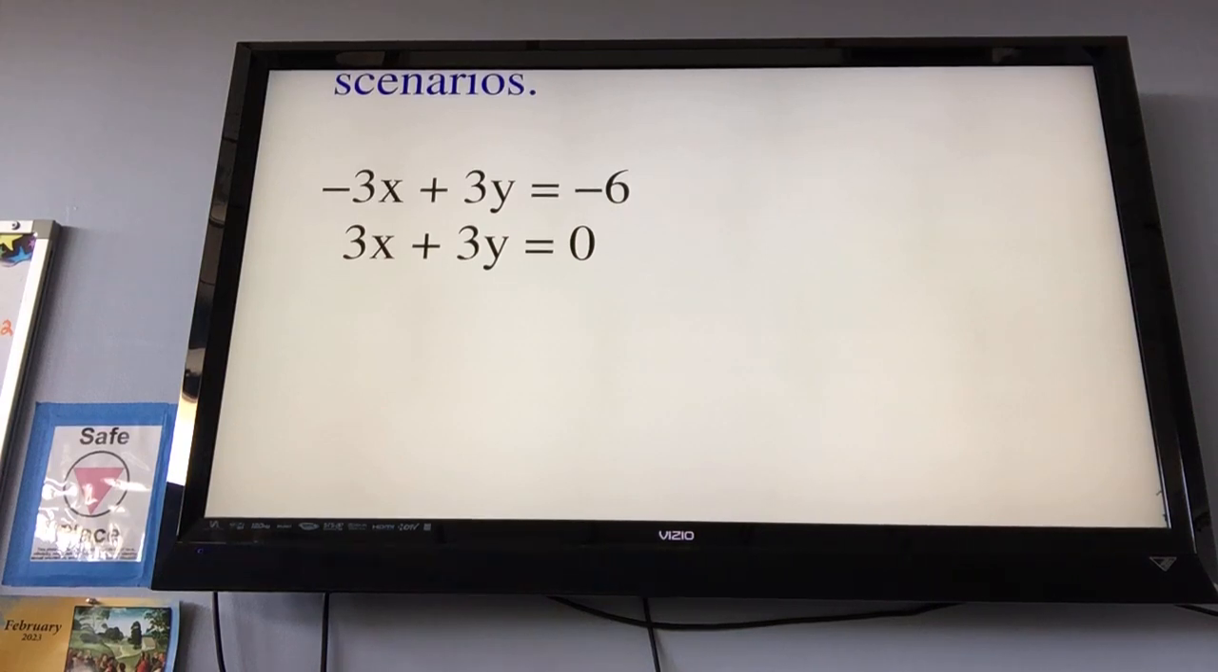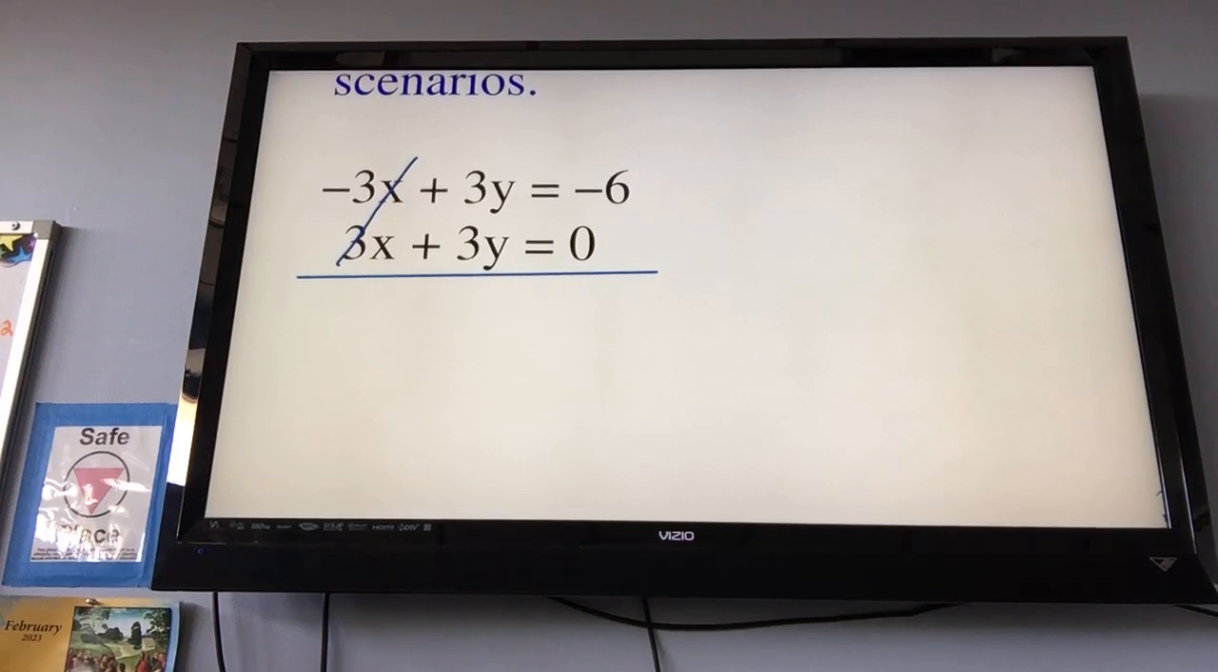So, first scenario is one like this. When I go to add these equations together and I look at the coefficients, the numbers in front of the x's, one is a 3 and one is a -3. That's what we want to happen. We want them to be opposites, so that when I add down, I get 0. They cancel. So 3 and -3 cancel. X's are now eliminated.